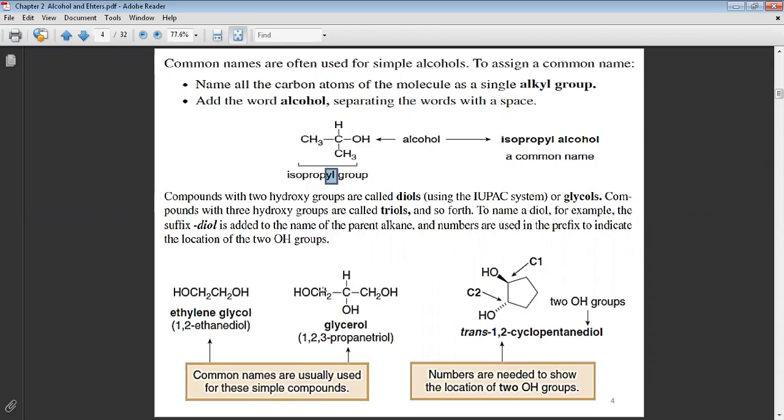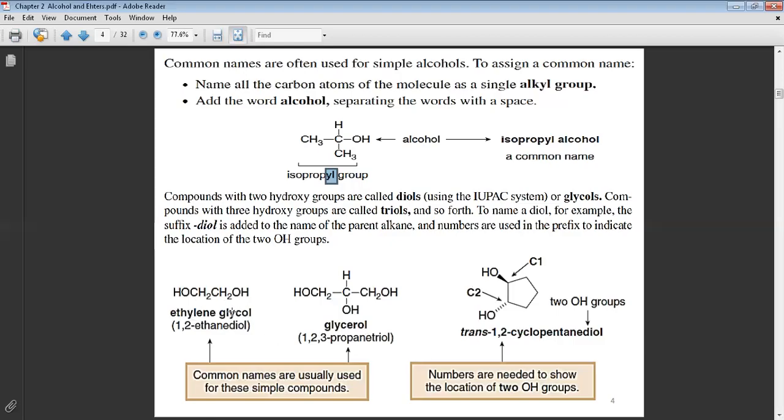That means it is a propane. Now, propane with 3 hydroxyl groups, on carbon 1, 2, 3. It would be propanol, but we have 3, so it will be propanetriol. 1,2,3-propanetriol. This is the IUPAC system.